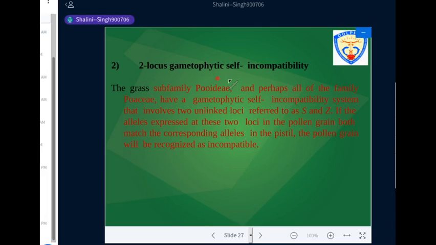Next type is two-locus gametophytic self-incompatibility. The grasses of subfamily Pooideae and perhaps all of the family Poaceae have a gametophytic self-incompatibility system that involves two unlinked loci referred to as S and Z. If the alleles expressed at these two loci in the pollen grain both match the corresponding alleles in the pistil, the pollen grain will be recognized as incompatible.